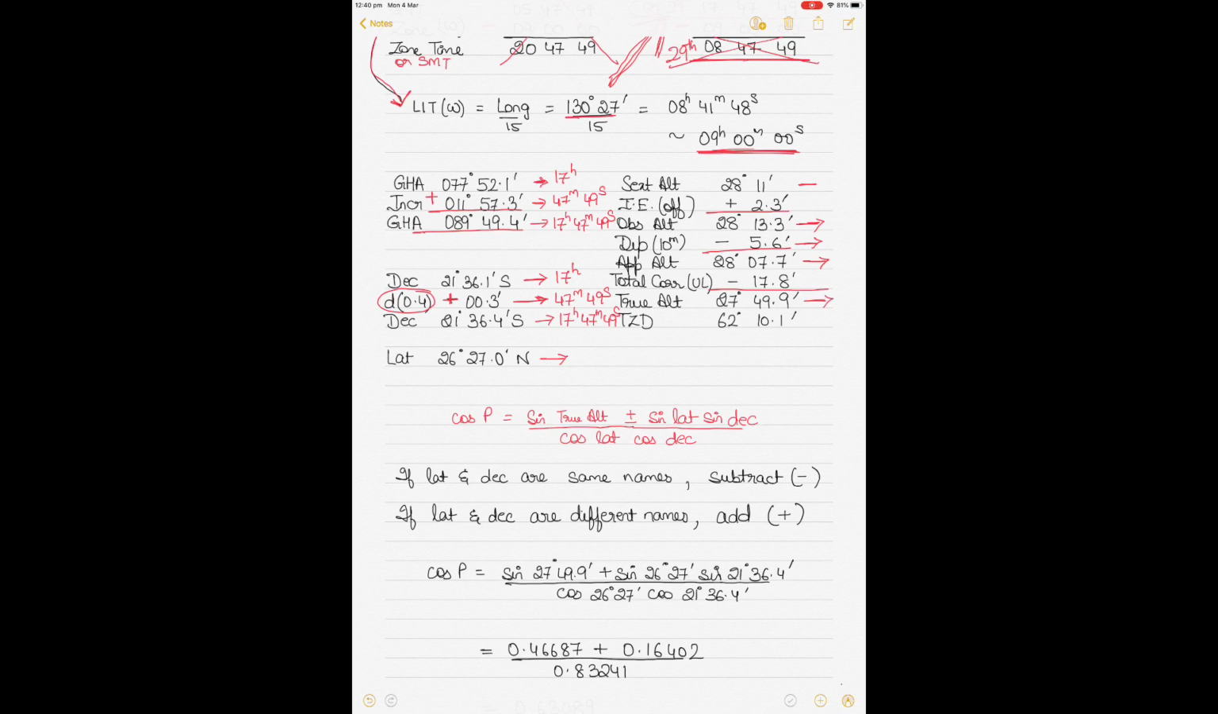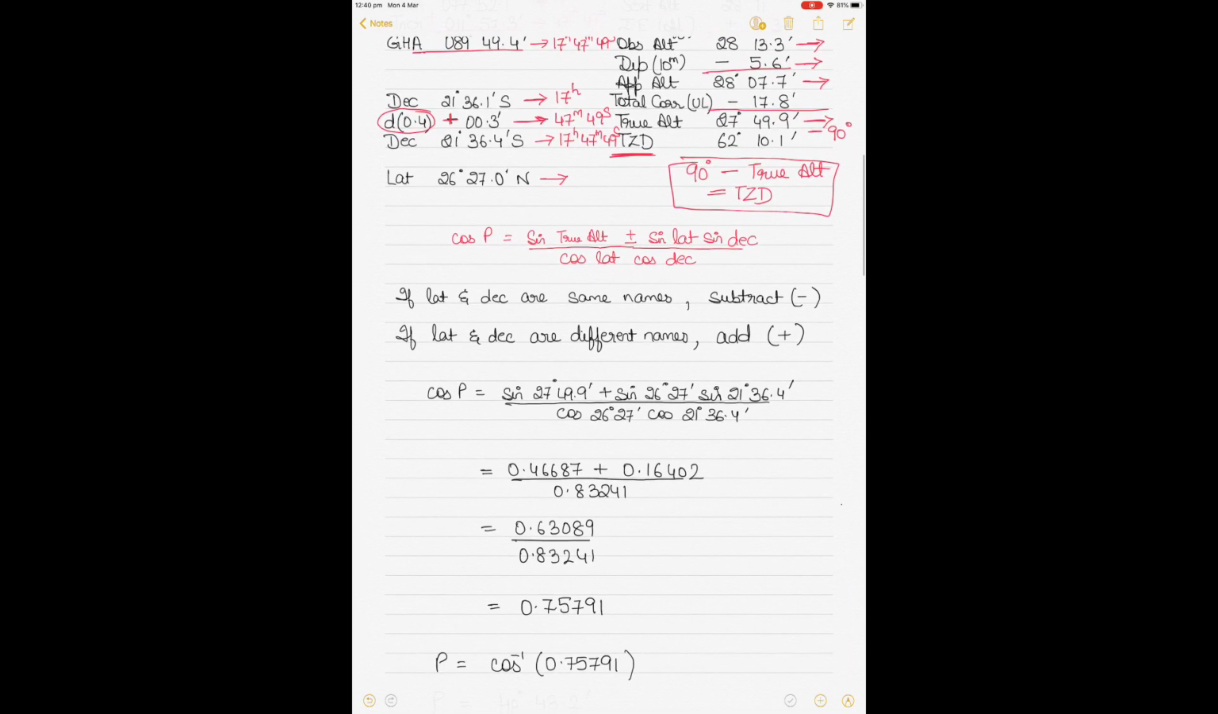To get your true zenith distance, or TZD, subtract the true altitude from 90 degrees. So when you subtract true altitude from 90 degrees, you get your true zenith distance. That's how I got 62 degrees 10.1 minutes as my true zenith distance.